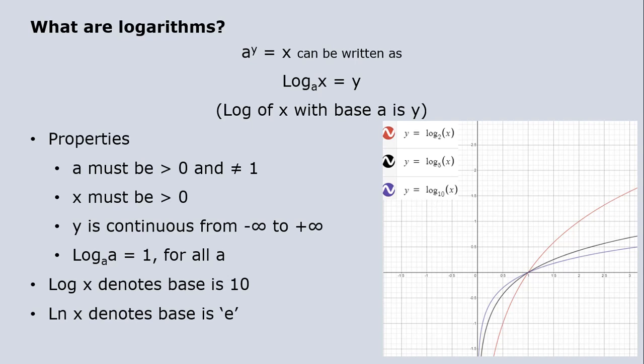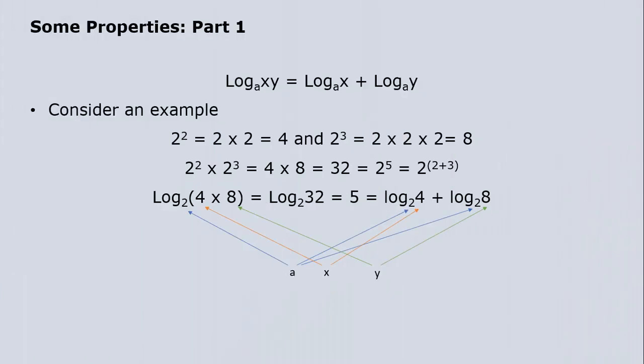Now, let's discuss some interesting properties of logarithms. The first is that log of the product of x and y is log of x plus log of y. It is easy to see and memorize this with an example. If x were to be 4, which is 2 raised to the power of 2, and y were to be 8, which is 2 to the power of 3, we will get log base 2 of 4 times 8 as log base 2 of 32, which is 5.